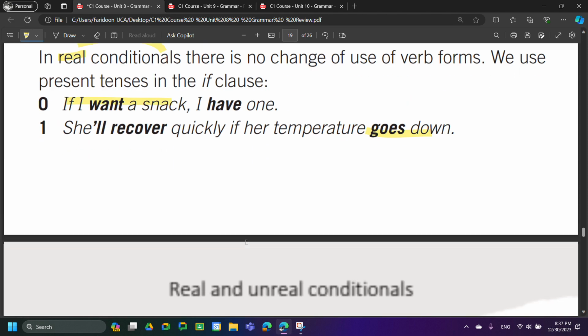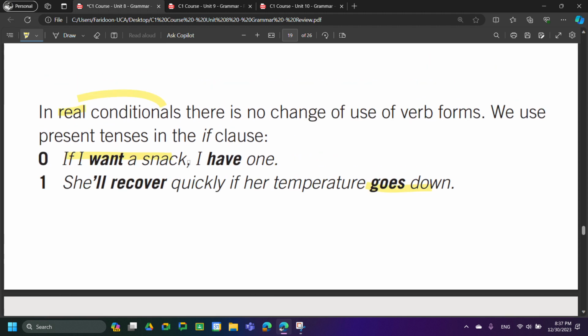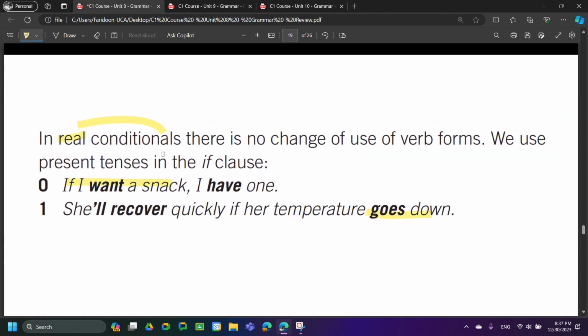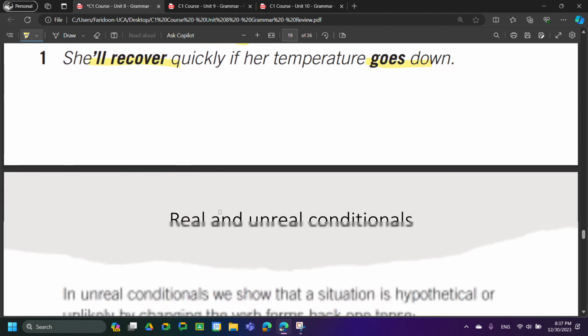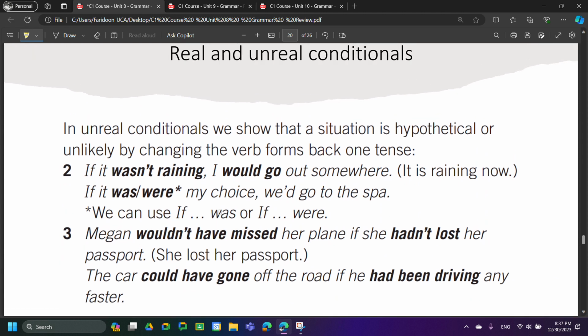Okay. But of course, in zero conditional, which is also one of the real conditionals, the main clause is going to have again a simple present tense or a present tense, but in the first conditional, the main clause is going to have a future tense. Okay, so she will recover. But the point is that the if clause will always be in the present tenses. Okay. So what about the unreal ones?